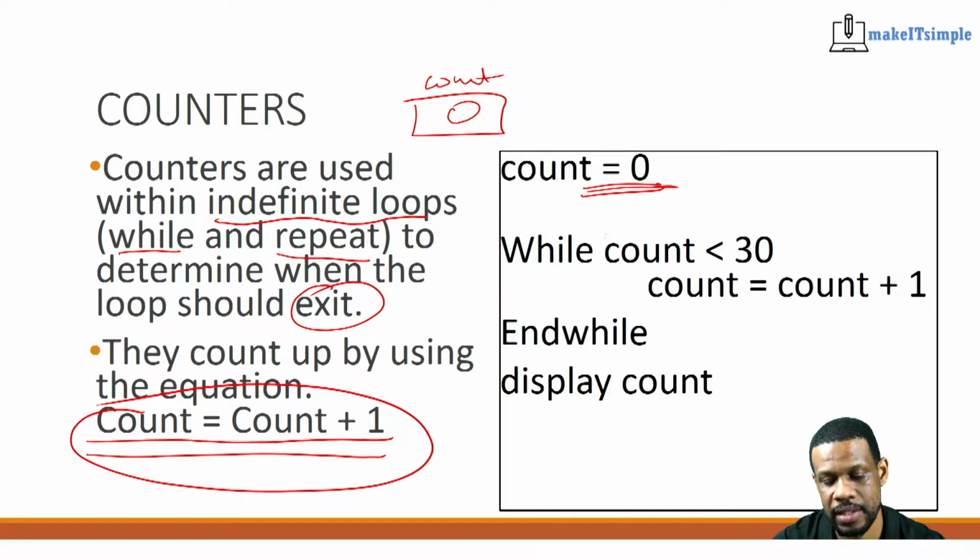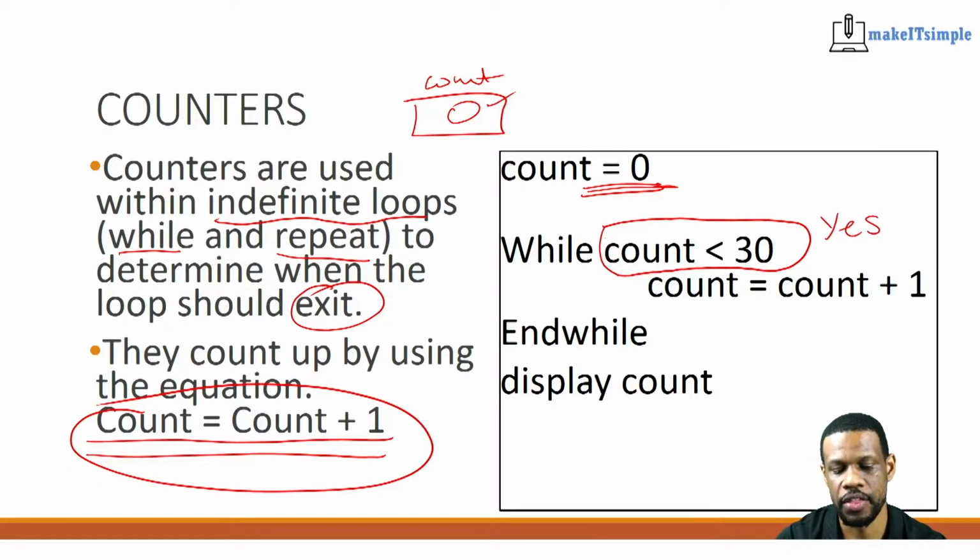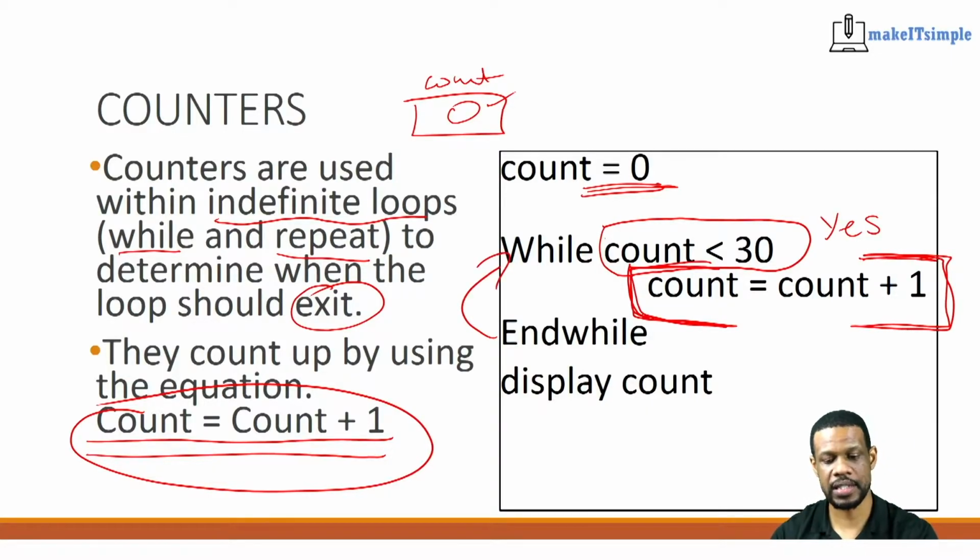So I asked the computer, while count is less than 30. As it stands right now, 0 is less than 30. Yes, it is. Good. Because this is true, go ahead and do the statement that I put inside here. The statement is going to keep going over and over because it's a while loop. If you're struggling to understand how this while loop is working, there's a video from last week. But if you're not struggling, then you'll just be like, okay, cool, I understand.